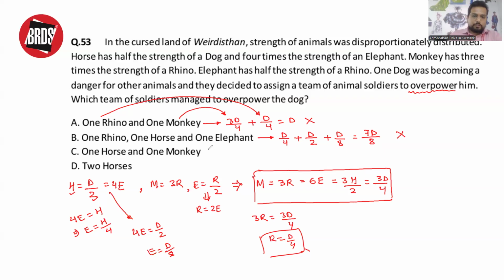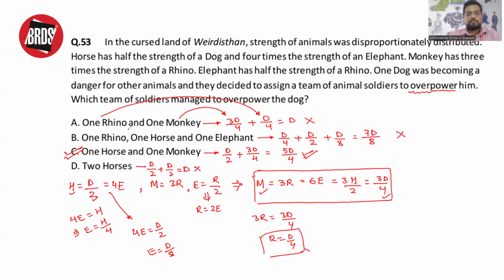Now if we go for option C, they have given us one horse, which is D by 2, and one monkey, which is 3D by 4, which together would be 5D by 4. Now, this definitely can overpower the dog. So the correct answer for the question is option C. Even two horses together is going to make D by 2 plus D by 2, which is D. So it is also not overpowering. The question was about overpowering the dog, not equal to the power of the dog. That's why D and A, which are equal to D, are not going to be my answer. My answer is going to be option C.